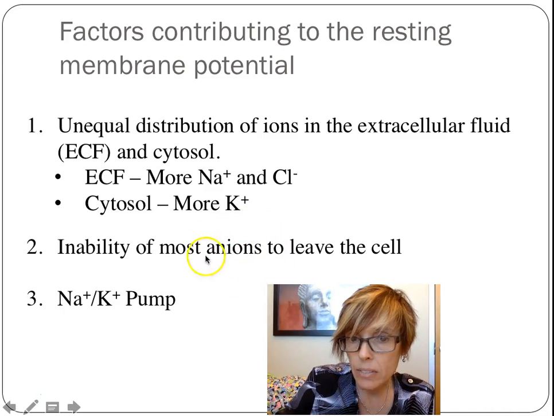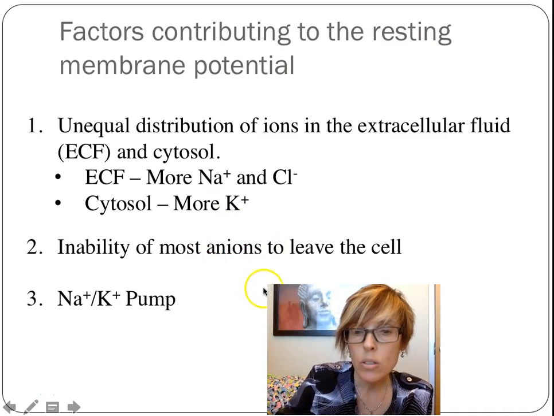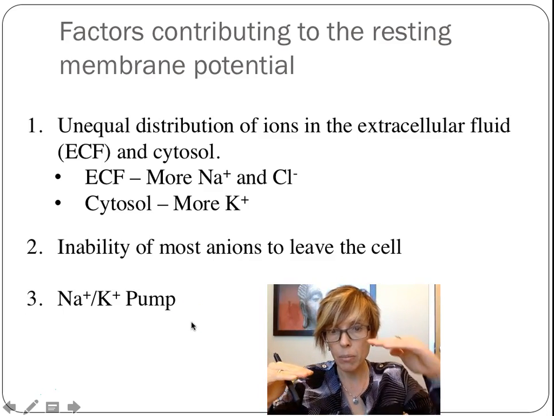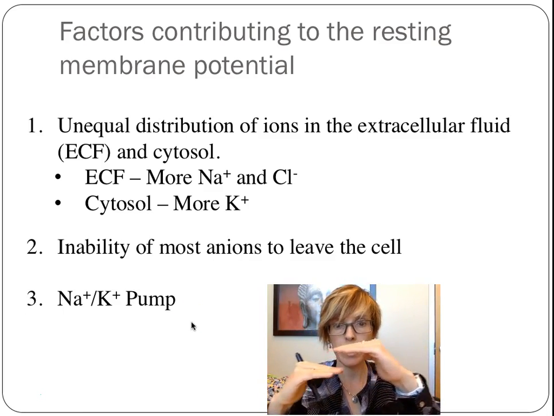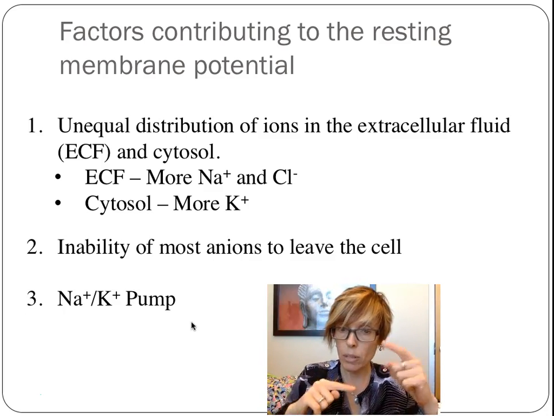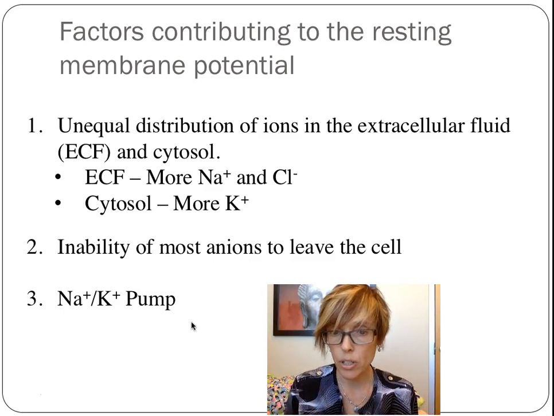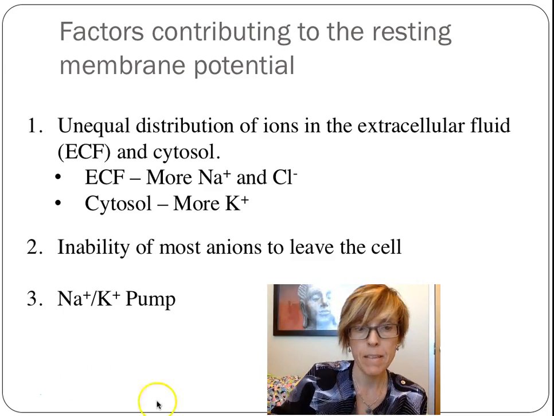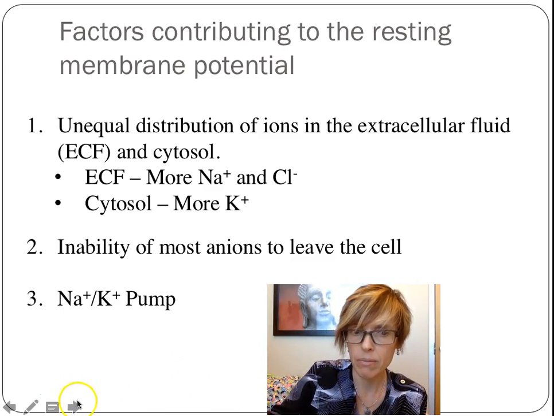Anions, remember, are negatively charged ions. These anions can't leave the cell, so they line up along the inside of the membrane. The positive ones line up on the outside of the membrane. That's how we get our voltage, right? And then remember that the sodium-potassium pump is going to reestablish our concentration gradient once the signal has come and gone. And this is all very, very fast.